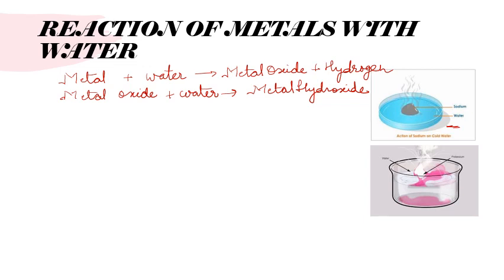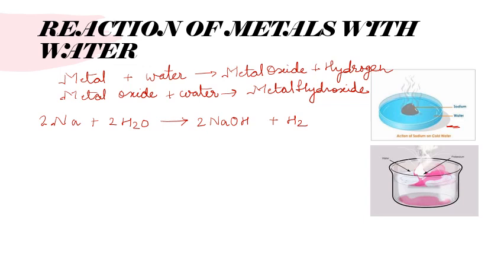Let's see how the chemical reaction takes place in case of sodium. 2Na. Na is the chemical symbol for sodium. It reacts with water to form sodium hydroxide NaOH plus hydrogen gas. So we have seen that sodium reacts vigorously with water to produce sodium hydroxide, and the hydrogen gas which is released during this process catches fire.